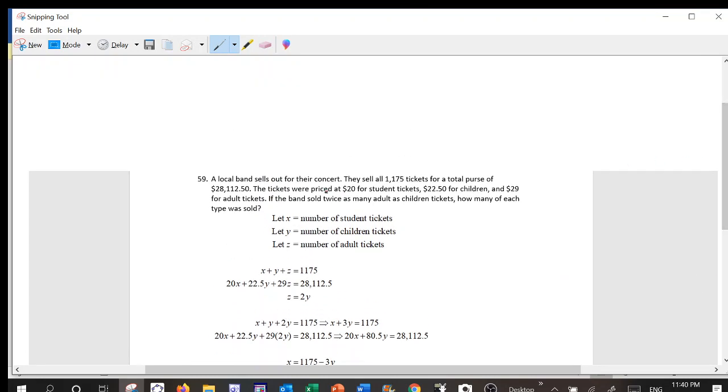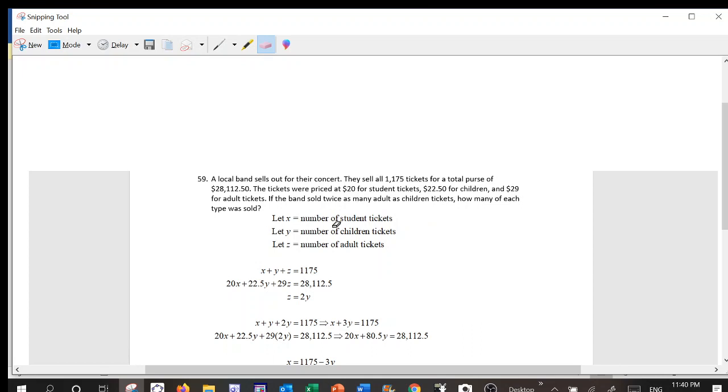So this one says a local band sells out for their concert. They sell 1175 tickets for a total purse of $28,112.50. The tickets were priced at $20 for a student ticket, $22.50 for children, and $29 per adult. If the band sold twice as many adult as children tickets, how many of each type was sold?